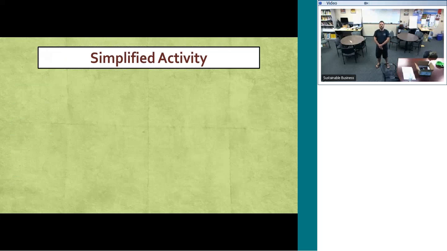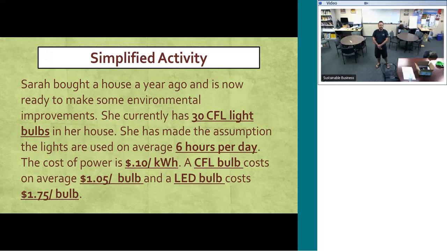So we're going to do a very simplified activity here. For this activity, we're going to say Sarah bought a house a year ago and is now ready to make some environmental improvements. She currently has 30 CFL light bulbs, those are compressed fluorescent light bulbs, in her house. She has made the assumption the lights are used on average 6 hours per day. The cost of power is 10 cents per kilowatt hour. A CFL bulb costs on average $1.05 per bulb, and an LED bulb costs $1.75.